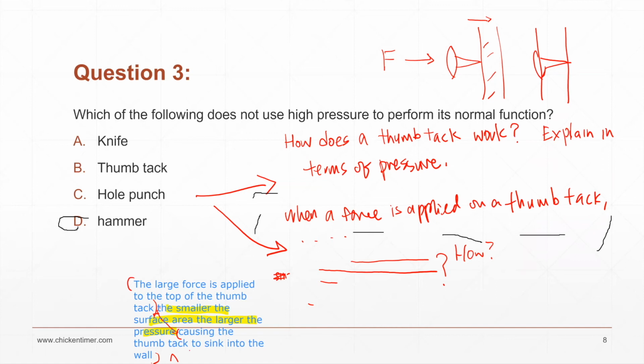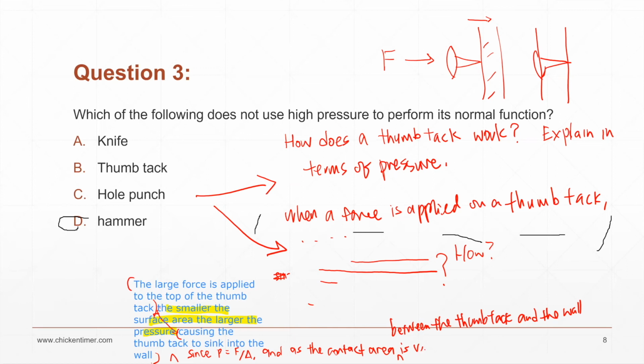Then since pressure equals force over area, and as the contact area between the thumbtack and the wall is very small.